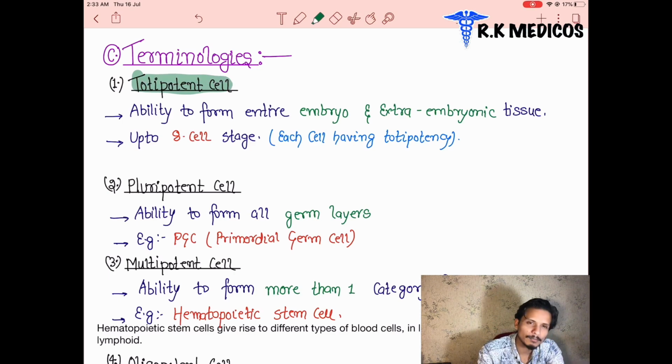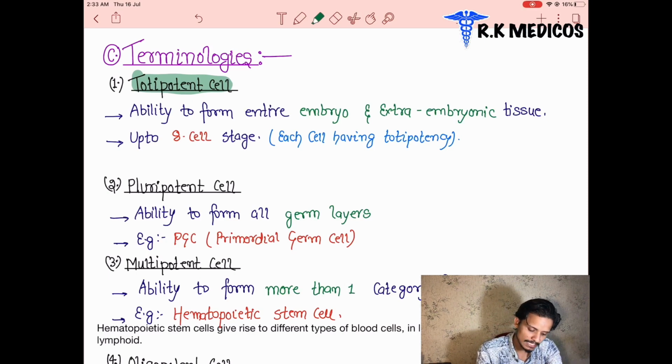Totipotent means a single cell has the capacity to develop into a whole organism, or the whole embryo. The embryonic tissues and extra-embryonic tissues will be developed from the single cell. The single cell is potent to develop a new organism. Those cells are called totipotent cells.